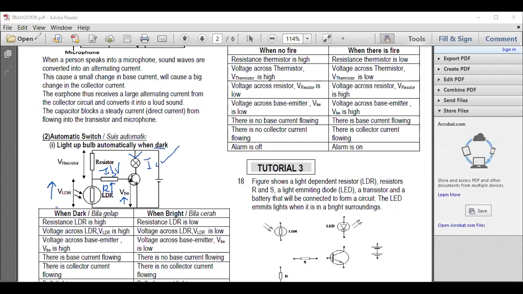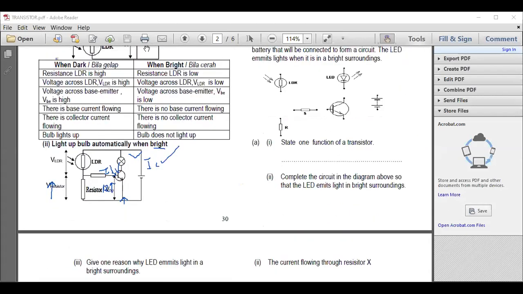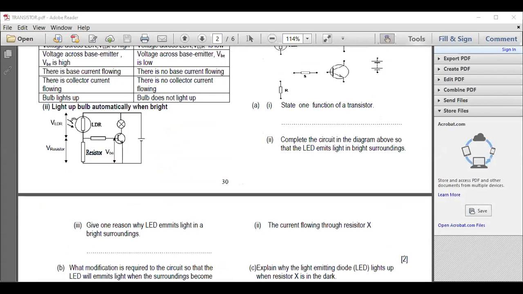Talking about a different circuit now. This one, sorry, now the LDR is on top. So we look at what happens during dark. The first thing, I use short form: the resistance of the LDR will be high. So automatically the voltage across the LDR will be high. Now, when this voltage is high, remember the voltage down here will be low. Automatically the voltage across base-emitter will be low. So there won't be any base current. No base current, no collector current.